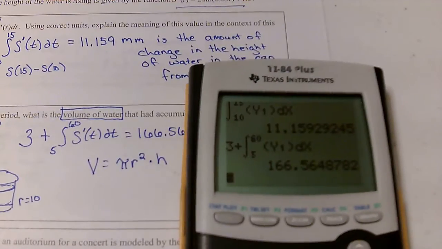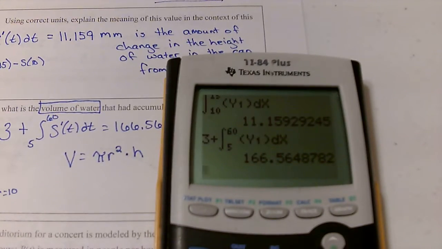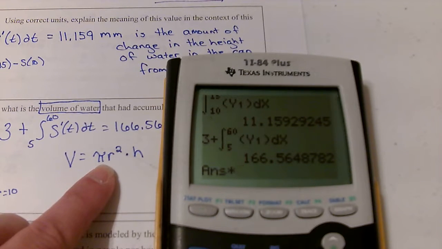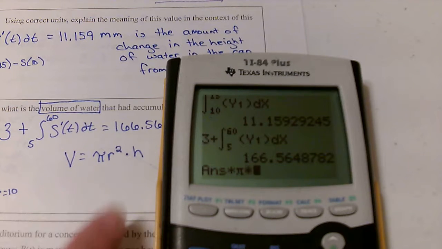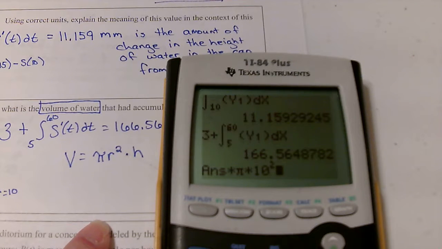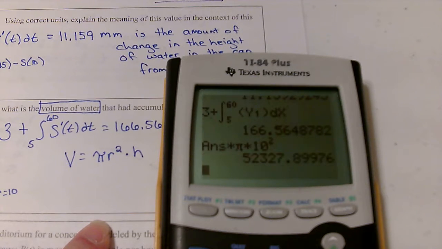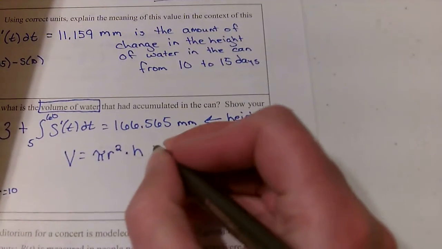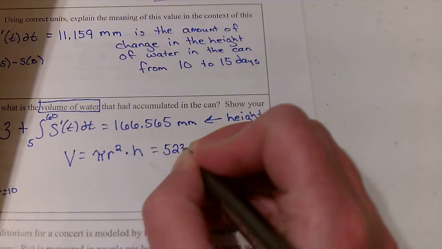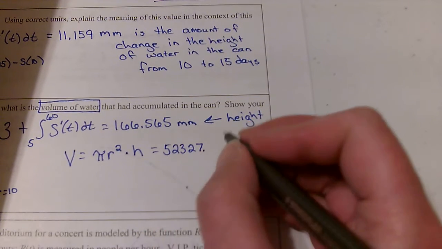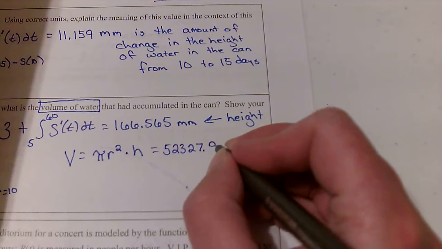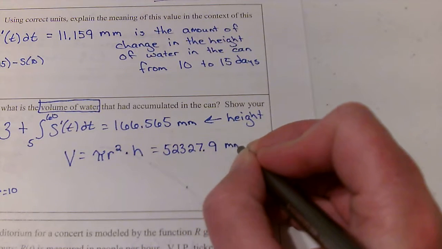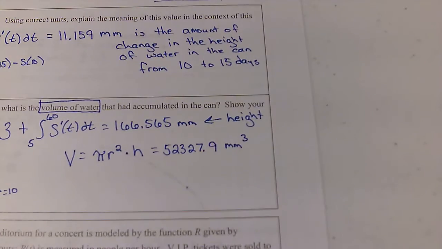Well, since I have the height in the calculator, I'm not going to retype it. I'm just going to go times pi times r squared. And I get 52327.899. It ends up being 0.9 millimeters cubed.